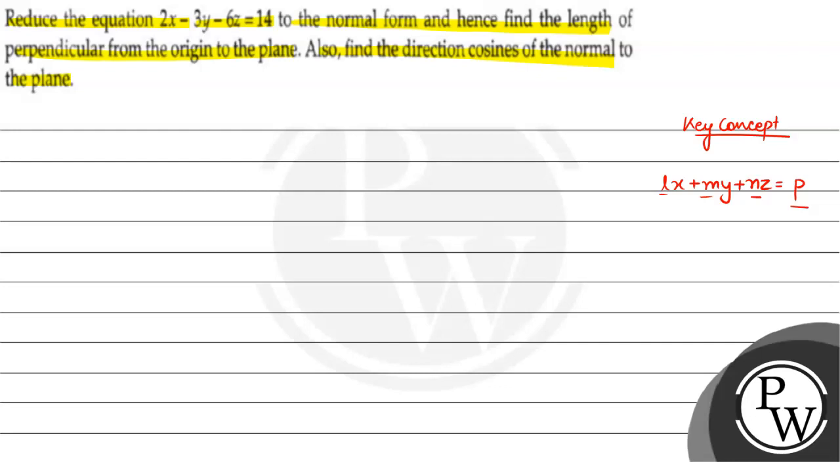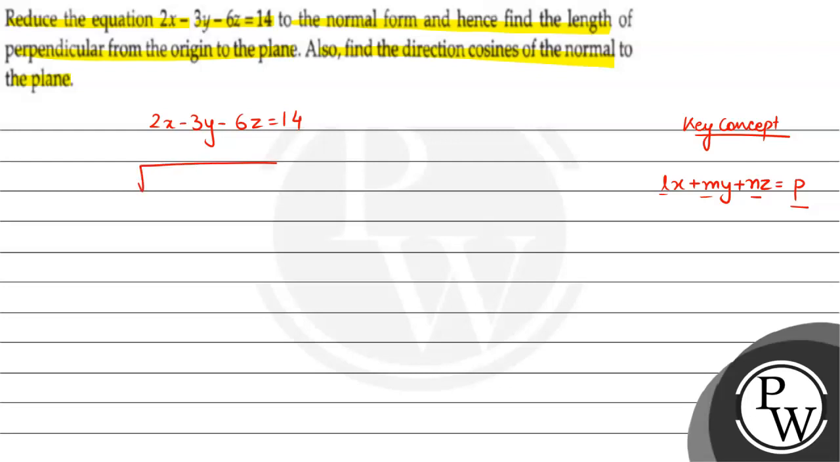So first of all, the equation is given to us. We have to reduce this equation to normal form. So 2x minus 3y minus 6z is equal to 14. तो इसे convert करेंगे normal form में. How? Dividing this equation with its magnitude.